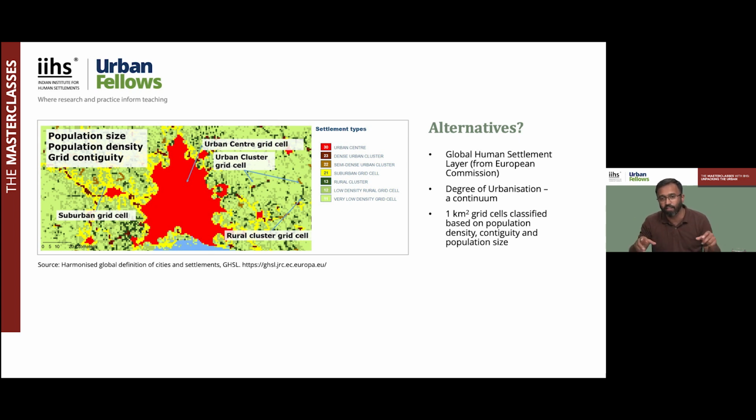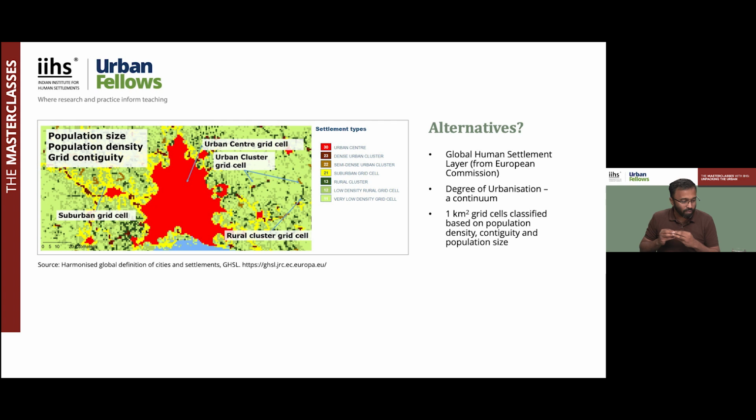You can see, as an example, in this area, the categories are urban center, dense urban cluster, semi-dense urban cluster, suburban grid cell, rural cluster, low density, very low density, etc. So basically, it's not just looking at the administrative boundaries and population density. This data set is actually looking at the spatiality of the neighborhood as well. So, for example, the yellow areas that you see are recognized as suburban, right? Which typically gets missed out in a census type of classification.